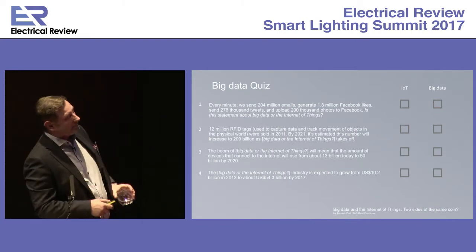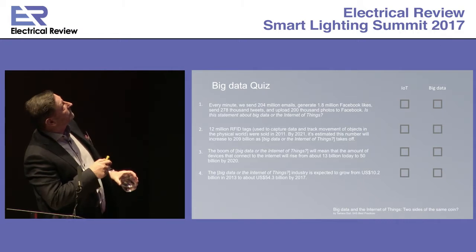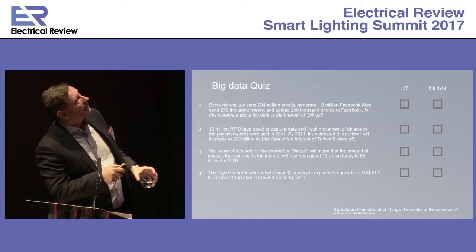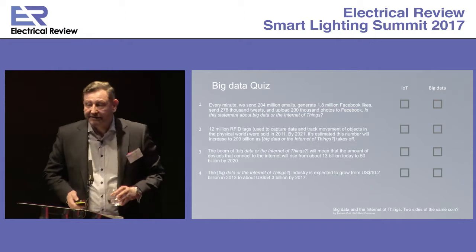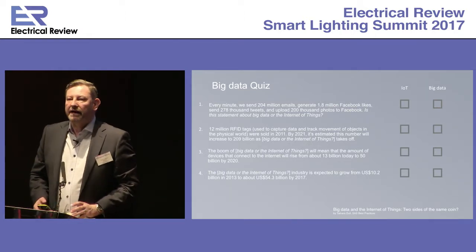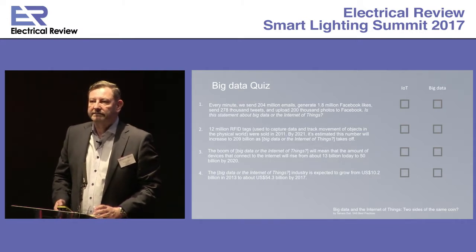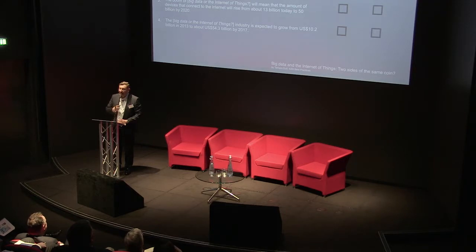Right. So, excuse me for turning it back on you. Question 1. Every minute we send 204 million emails, generate 1.8 million Facebook likes, and so on. Is that IoT or is that big data? Anyone? Show of hands. Who thinks it's IoT? Who thinks it's big data? Well, you've played this game before then. Second one then. 12 million RFID tags. That's IoT, by the way.